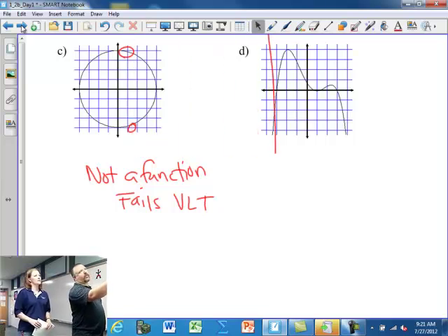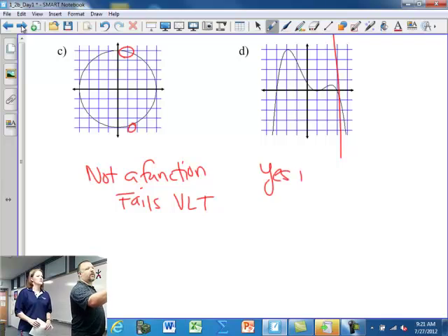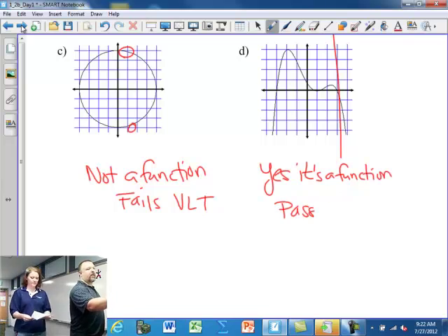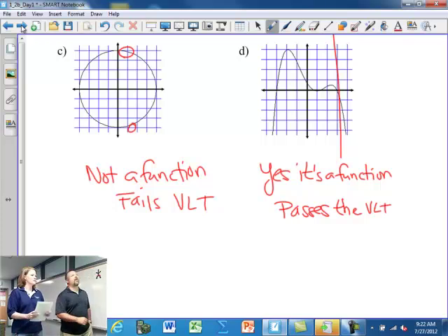So here we go. We're going to drag it across our function. Does the line ever hit the graph more than once? No. Nope. So we're going to say yes, it's a function. And the reason? Because it passes the vertical line test.